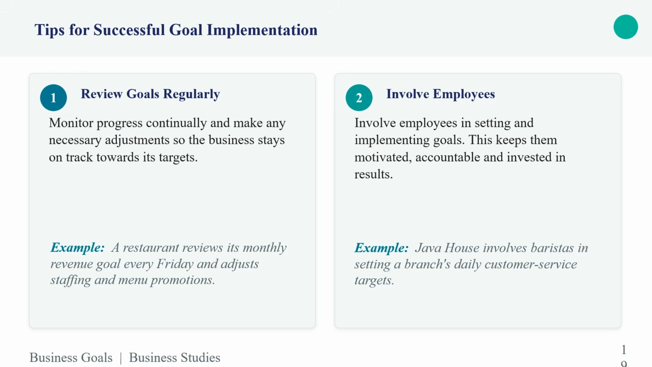Second one involves employees. So if you want to have a successful goal, then you involve employees in setting and implementing goals. Okay, so this keeps them motivated, accountable, and invested in results. Example, Java House involves baristas in setting up branch daily customer service targets.